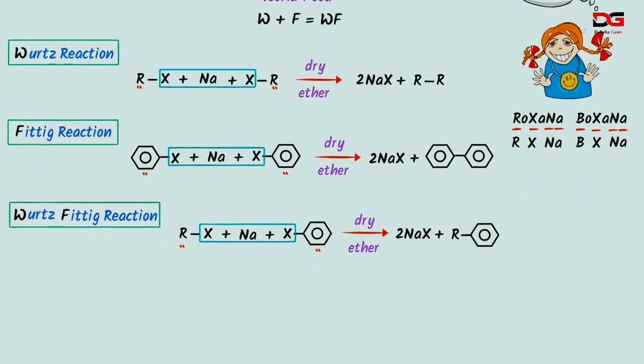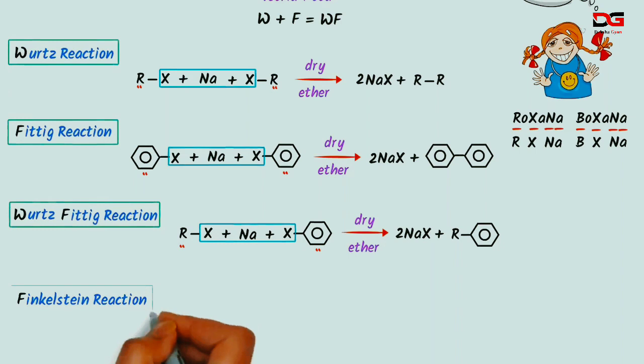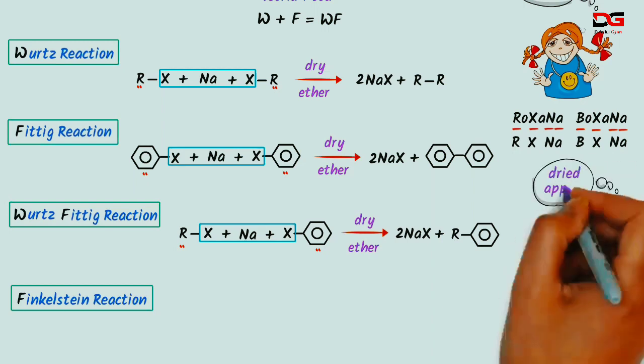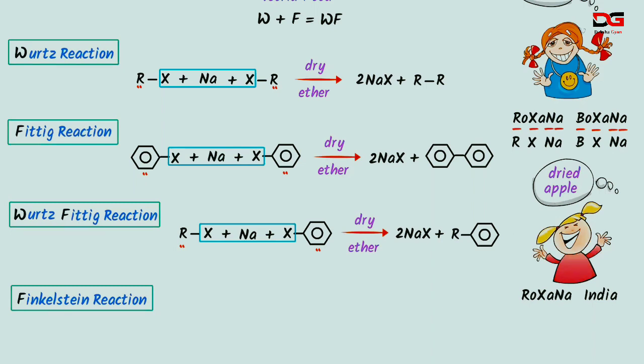Fourthly, this F also stands for the Finkelstein reaction. Now let's consider the sister of Lrr. Let the name of her sister be Lv India. She loves to eat dry apple. Remember that I again capitalize every second letter in Lv India.